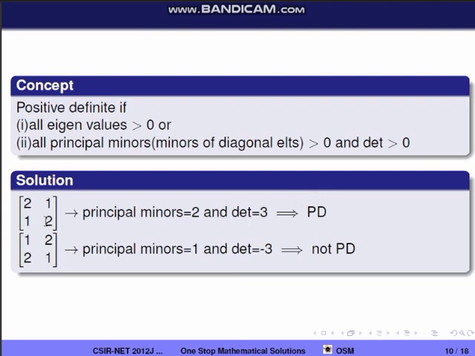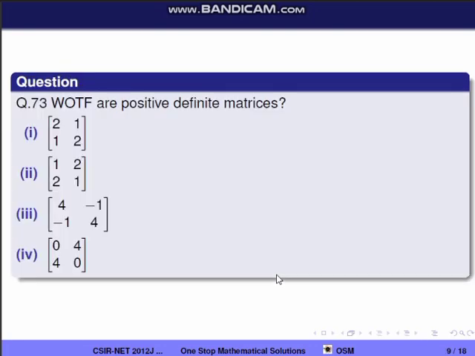Now I am showing the second option, that is 1 2 2 1. When we find the principal minor along the diagonal elements, it is 1, which is greater than 0. Now check the determinant part. The determinant is 1 minus 4, that is equal to minus 3. So the determinant is less than 0, and this matrix is not positive definite. So let us look at the correct options now. The correct options are 1 and 3.